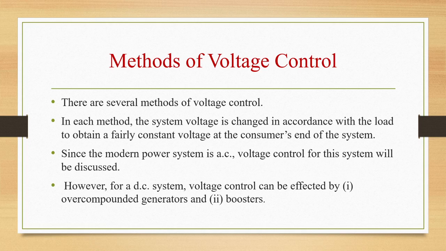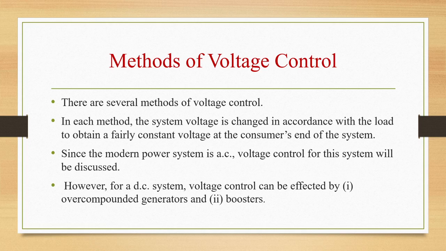So let us see the various methods of voltage control. There are several methods of voltage control. In each method, system voltage will be changed in accordance with the load to obtain a fairly constant voltage at the consumer's end of the system. Okay, our ultimate aim is to give constant voltage to the consumers. So there are various methods to control the voltage.